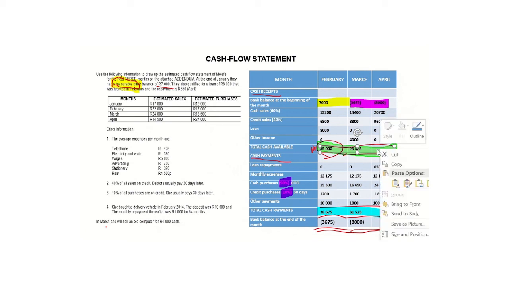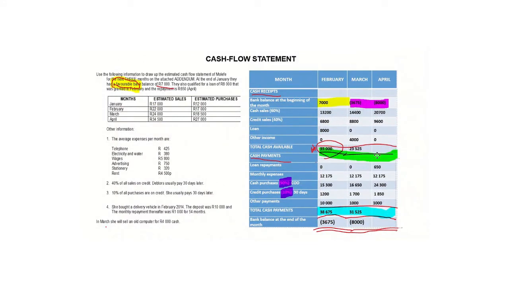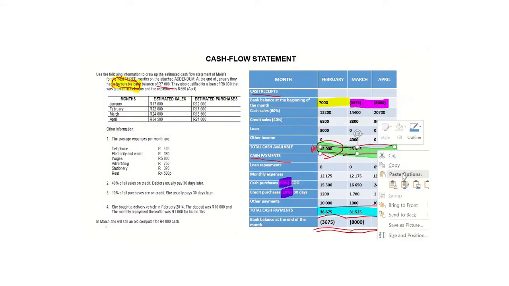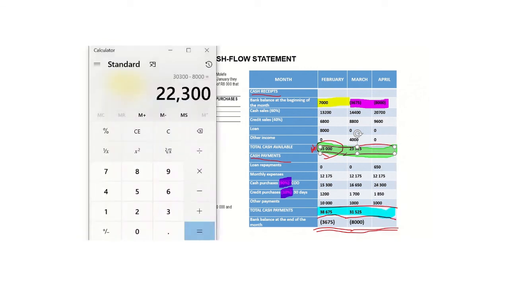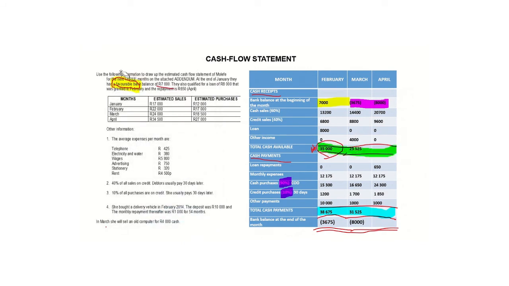Positive. I must remove this color because it's distracting me. The figure again, 22,300. I'll remove the highlighter. Okay, I'll remove that highlighter. 22,300 becomes our positive figure. Now, the bank, the total for the receipt. I'm going to remove the highlighter also here so that I can put figures.